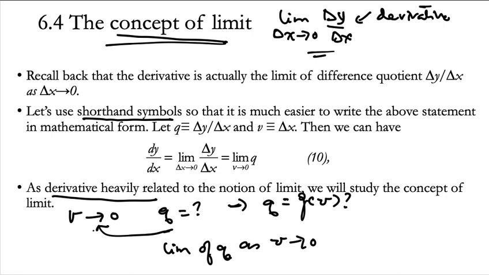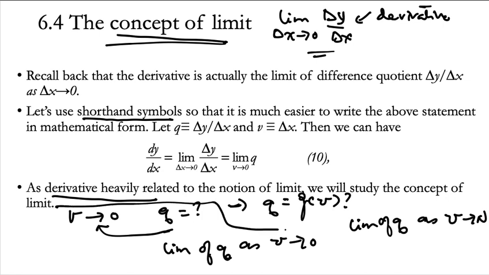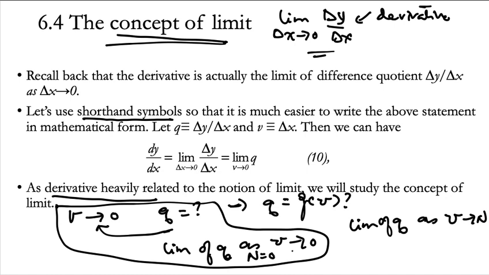Now here you can see that V approaches 0, so we have a specific number, that is 0. But we can also find the limit of Q as V approaches a certain number. It can be 0 or any other number, call it N. And N here is basically a finite real number. So in our previous example, N is equivalent to 0, isn't it?